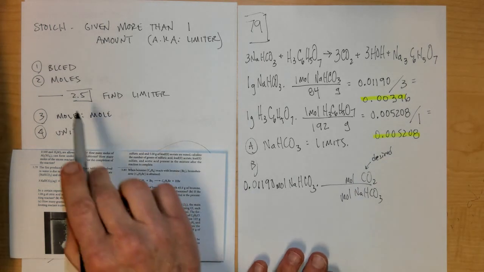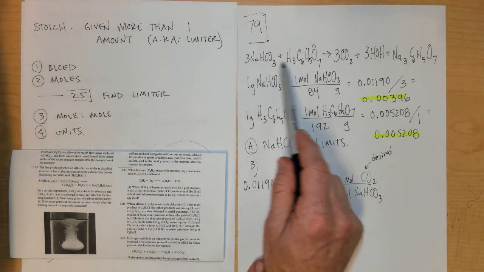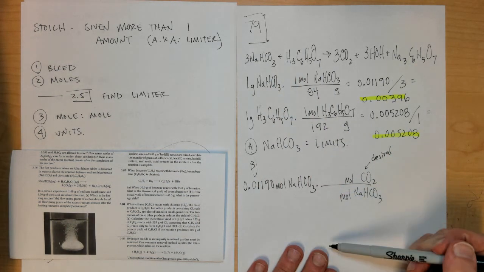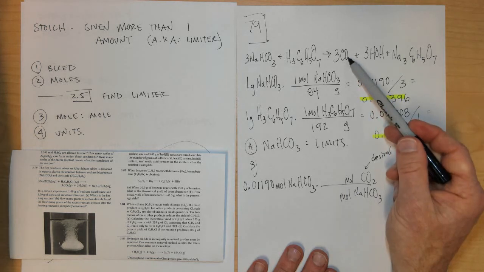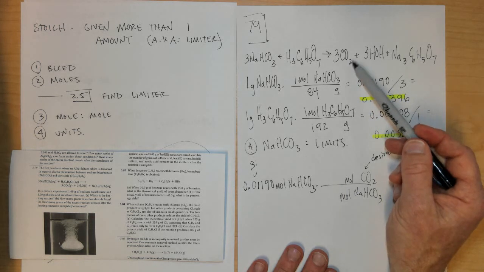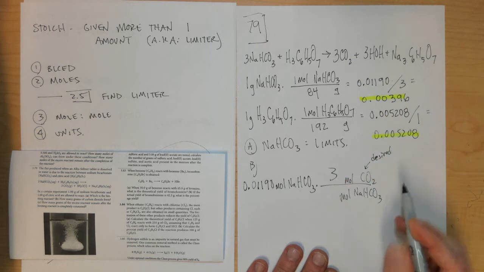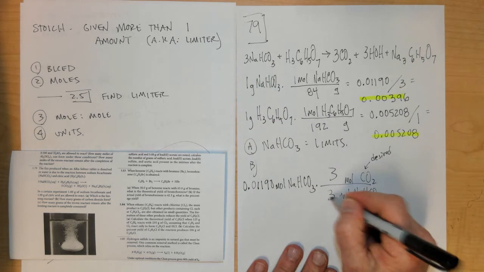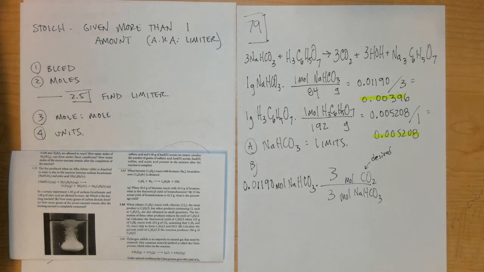And since it's step 3, mole-to-mole ratio, I always look in the equation to find those numbers. What number's in front of CO2? What number is in front of NaHCO3? Oh, it's a 3-to-3 ratio. Very nice. And now if the question just said how many moles of carbon dioxide are going to be produced, you'd be done. They were evil, though.